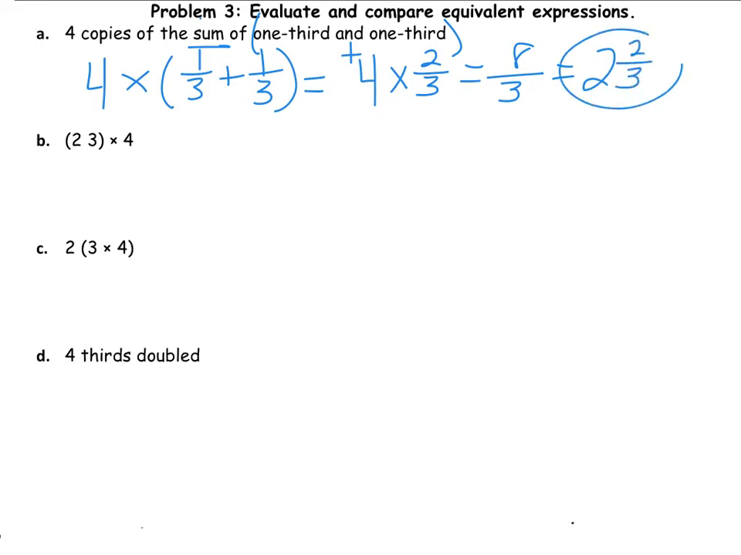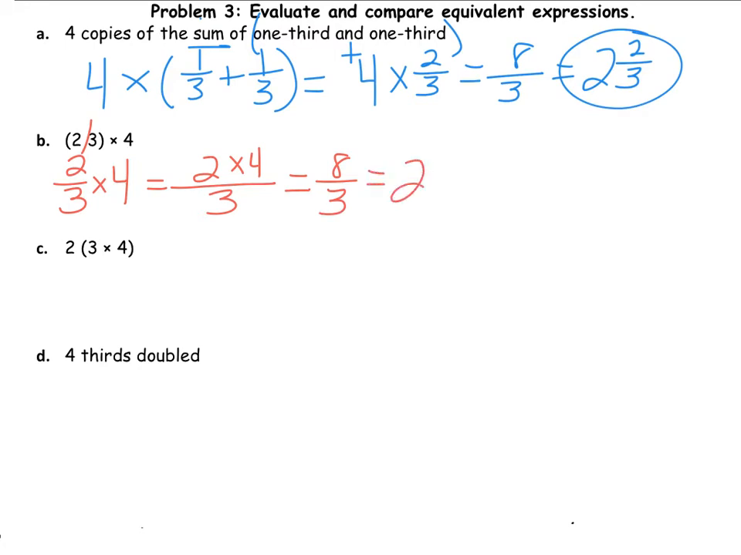Well, let's do B. So I have 2/3 times 4. So I'm going to write this the way I'm familiar. 2/3 times 4. So I know that that is equivalent to 2 times 4 in the numerator over 3. 2 times 4 is 8. Denominator stays the same. And 8/3 I just happen to know is equal to 2 2/3.